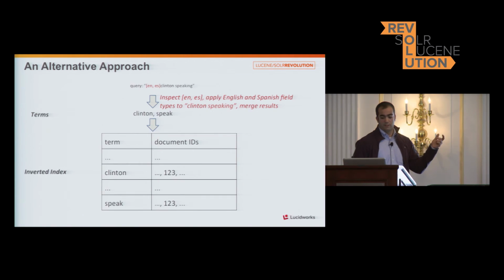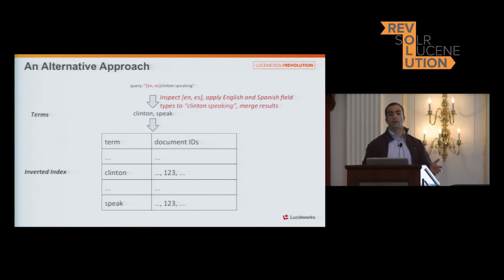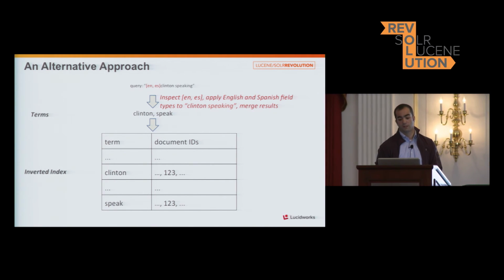So this obviously simplifies a ton. You could have one collection, one field type, and everything just goes into it, and you're supporting multilingual search.